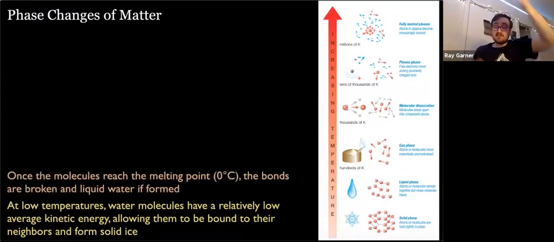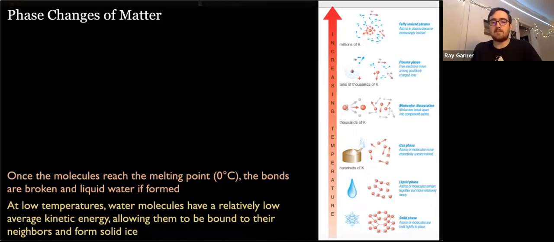Once the molecules reach the melting point, which is 0 degrees Celsius or 32 degrees Fahrenheit, or 273 Kelvin, the bonds are broken and liquid water is formed. So there may still be bonds between a few of the molecules, but for the most part, the bonds are sort of broken. We get liquid water.